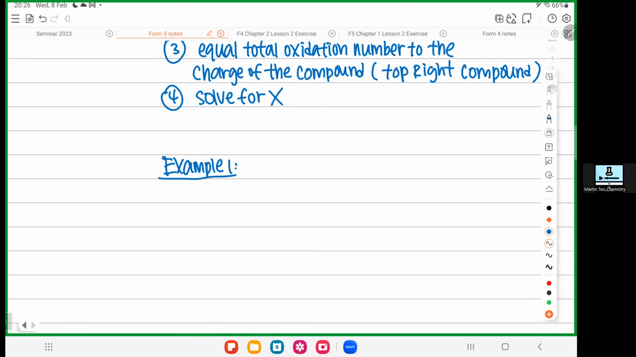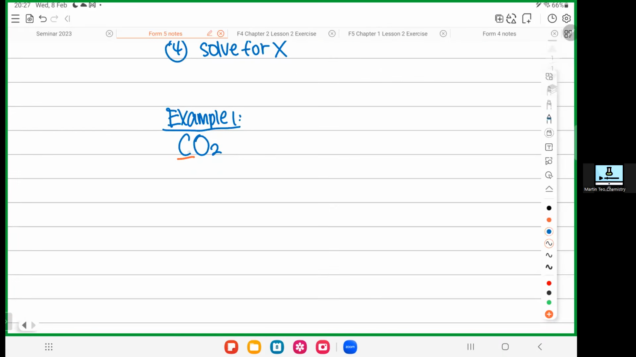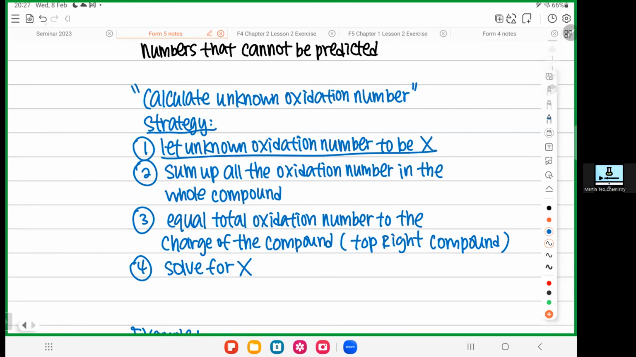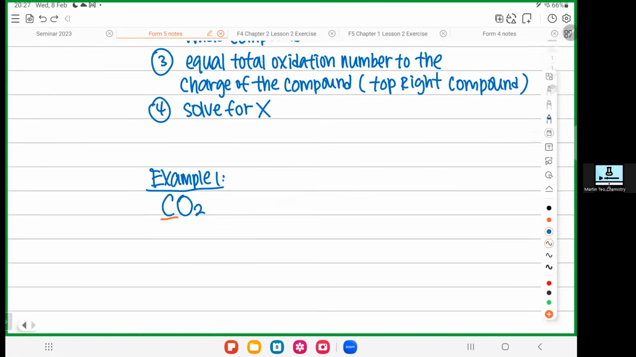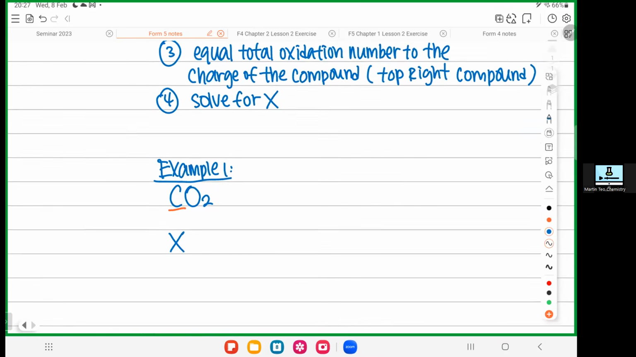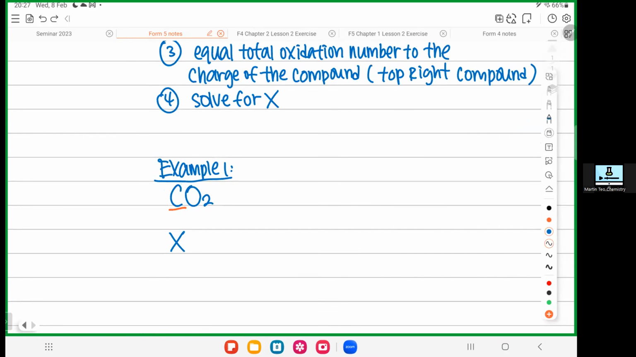I have carbon dioxide. I want to find the oxidation number of the carbon here. Do I know the oxidation number of carbon? Don't know. So anything you don't know, let it be X. So we have X. How many carbon here? 1 carbon, so 1X. If here got 2 carbon, 2X. If here have 4 carbon, 4X.